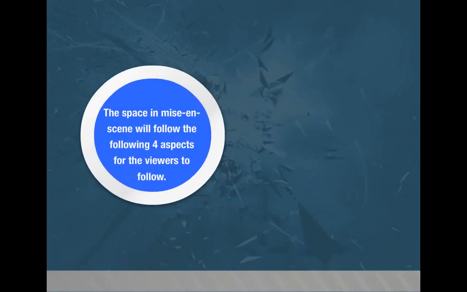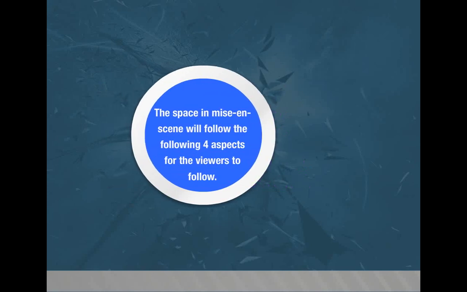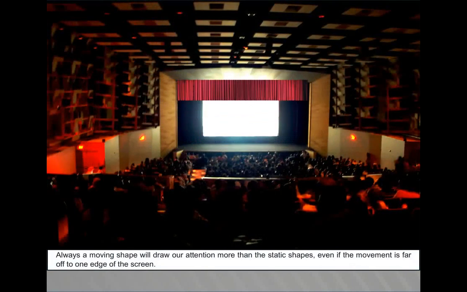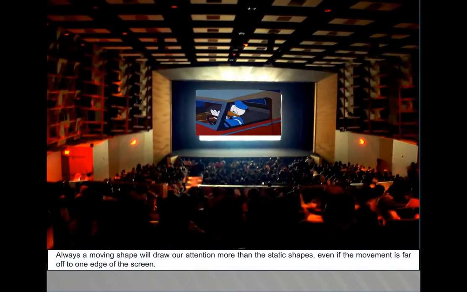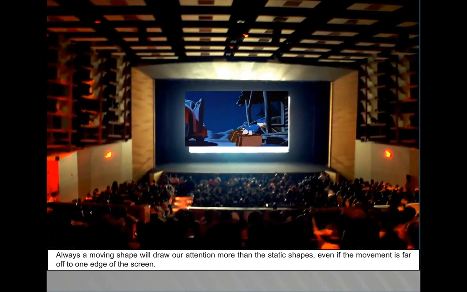The space in mise en scène will follow the following four aspects for the viewers to follow: movement, color, balance, size. Movement. Always a moving shape will draw our attention more than the static shapes, even if the movement is far off on the edge of the screen.